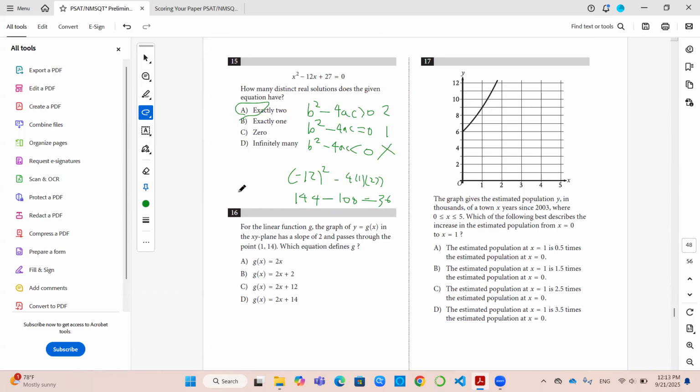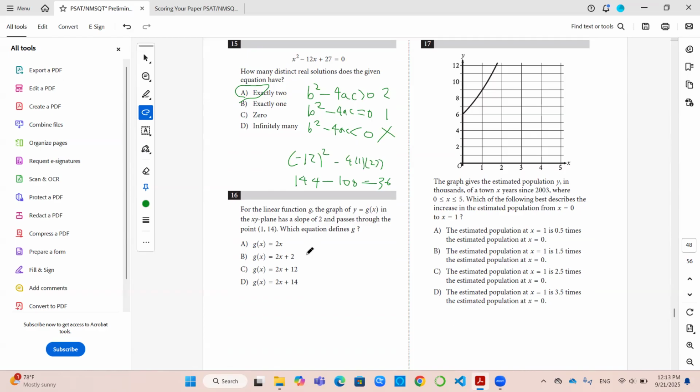For the linear function g, the graph of y equals g of x in the xy plane has a slope of 2 and passes through the point (1, 14). Which equation defines g? A is immediately wrong because if I put 1 as x, it does not give me a 14. B is not correct because if I put 1 here, then it becomes 4. So C is the correct answer, because if I put 2 times 1, that's 2, 2 plus 12 is 14. And yes, this is what we're looking for.